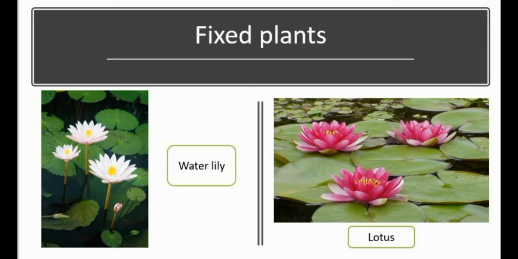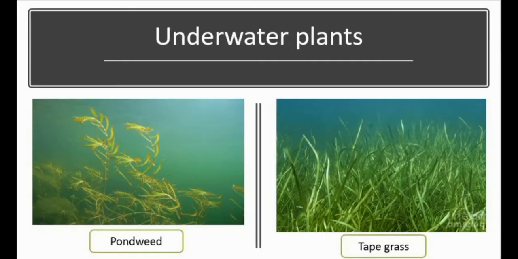And these broad floating leaves provide nesting place for some tiny birds. Now, underwater plants like pondweed and tape grass remain underwater. These plants have long ribbon-like narrow leaves. These leaves arise in clusters from the roots and have no stomata at all.